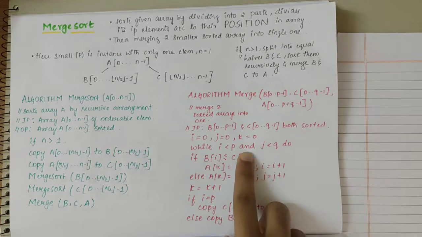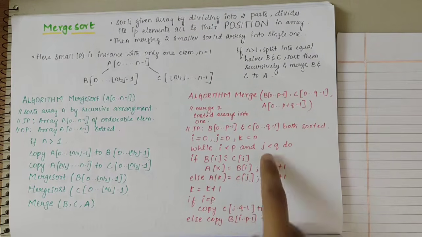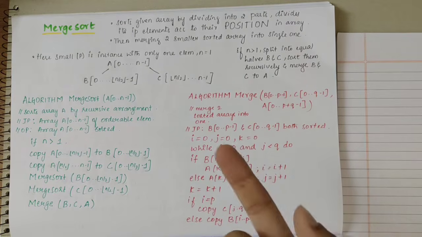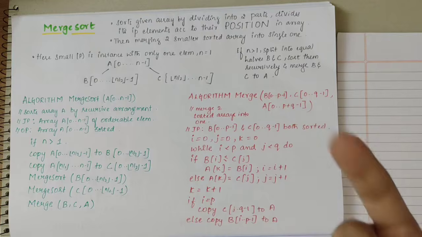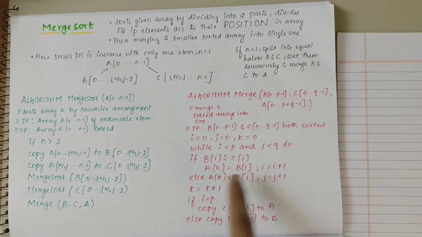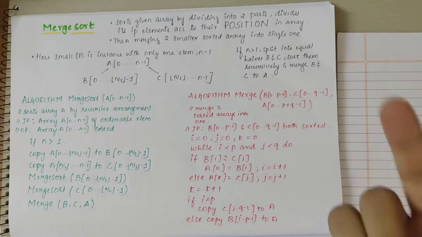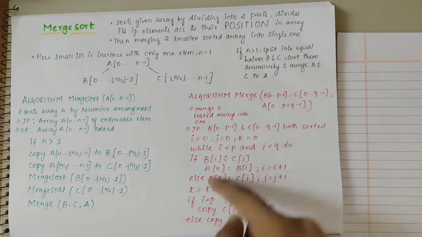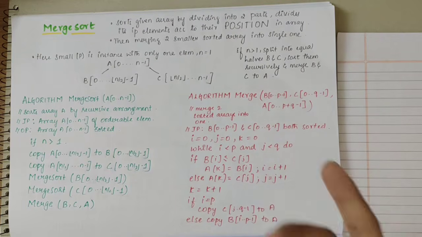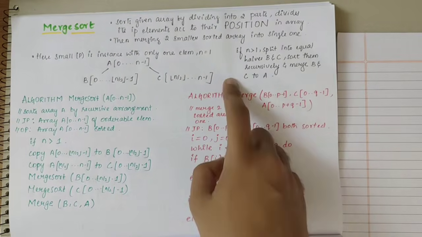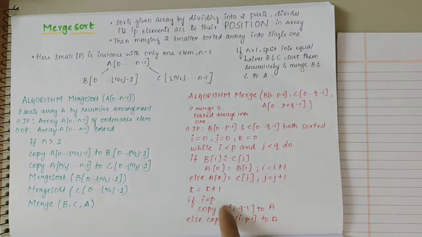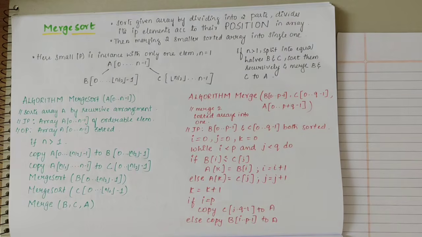Then this condition: if B of I is less than or equal to C of J, and this is satisfied, then the B of I value is stored in A and the I value is incremented. Else, the C of J value is stored in A of K and the J value is incremented. With these two, the K value will also be incremented. We keep on iterating until we reach the end point, P or Q. At that time, we copy all the remaining contents of C to A, or else we copy the contents of B to A. We'll understand this better while solving a problem.